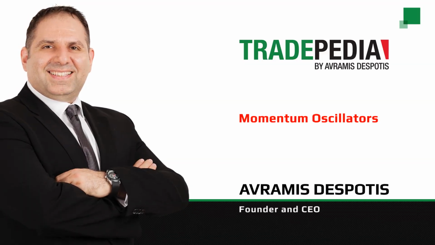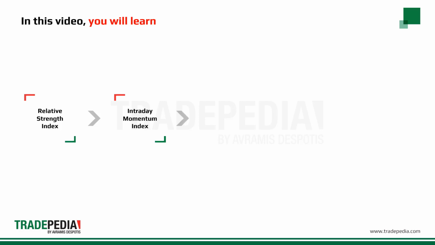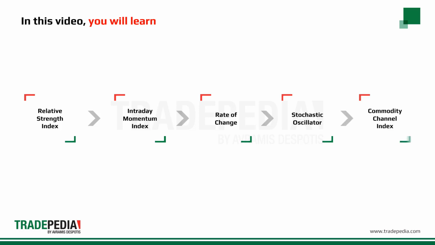Momentum oscillators. In this video, you will learn the main momentum oscillators: the relative strength index, the intraday momentum index, the rate of change or momentum indicator, the stochastic oscillator, and the commodity channel index.